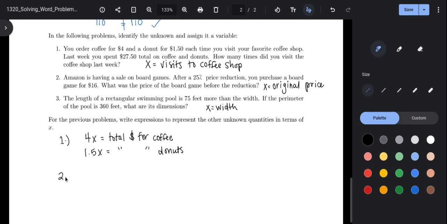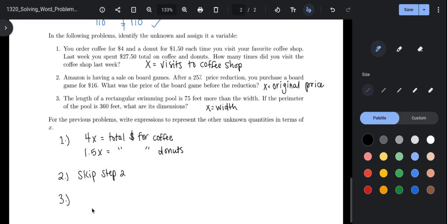All right, in number 2, this was the sale. And in this case, there are no other quantities that could be expressed in terms of our original price. We are already given everything else. So in this case, this is where I was talking about earlier. We don't need step 2. We can skip it.